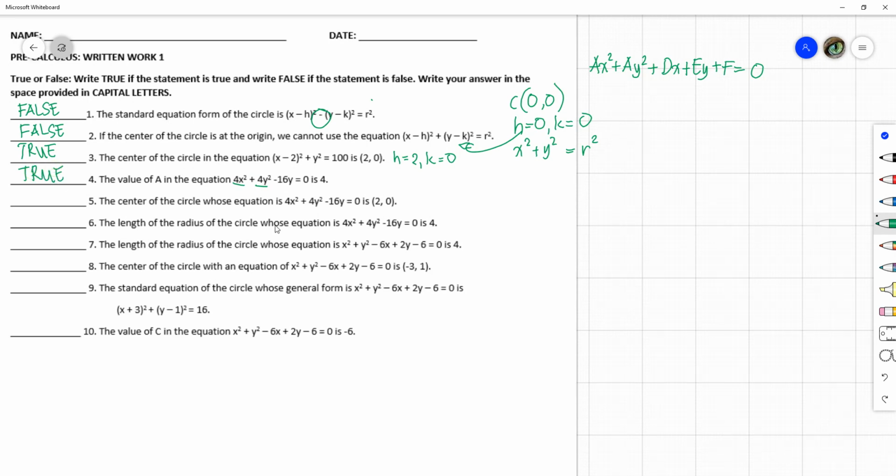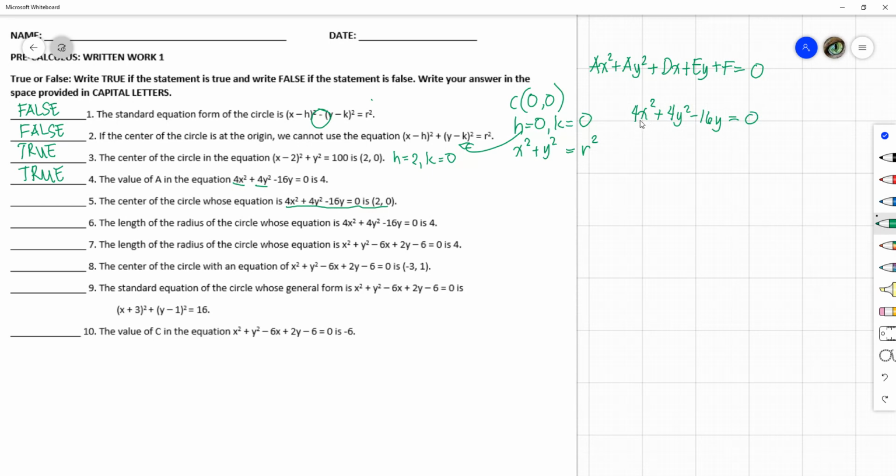Okay, number 5. The center of the circle whose equation is 4x squared plus 4y squared minus 16y equals 0 is 2, 0. In this case, we are going to transform this equation into standard form. Now, let's try to rewrite that one. So you have 4x squared plus 4y squared minus 16y equals 0.